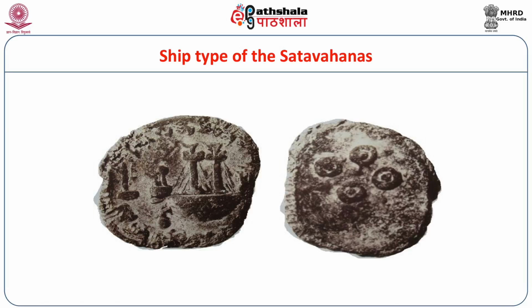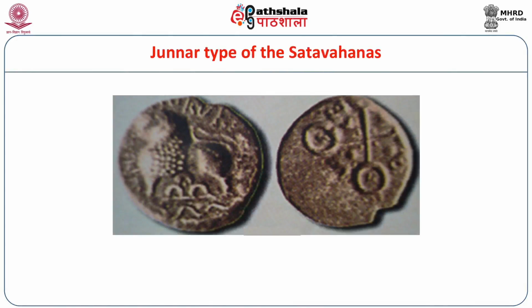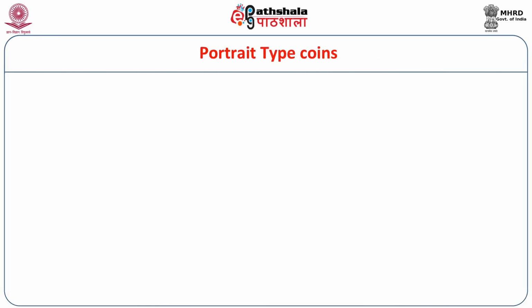from the eastern coast. Other than this, the coins of the Satavahanas from Junnar depict a very interesting kind of a lion. So it's called a Junnar lion variety. This is again a region-specific coin, and on the reverse you have the normal Ujjain symbol. It is very interesting to note that the Junnar type coins were also issued by the Shakas, to which I'll come a little later. But now let us move to the portrait type coins of the Satavahanas.